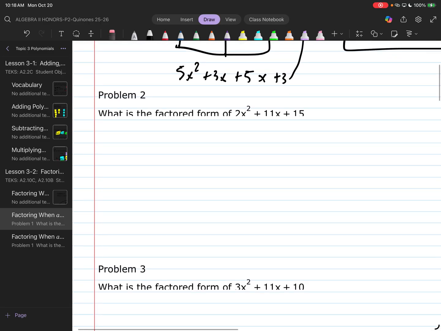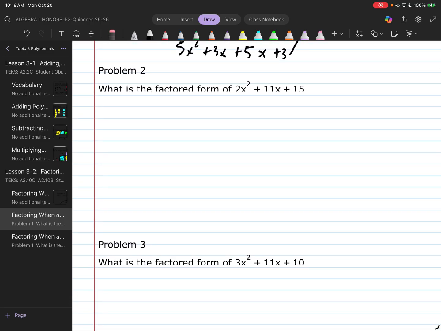Beautiful. Okay. I want to do this next one. I'm sorry that it cut off. I don't know why it's cutting off. This is 2x squared, this is 11x, this is 15. I actually want you to try it. See what you come up with. I'll give you 2 minutes for this. If you want me to check, I will be walking around.